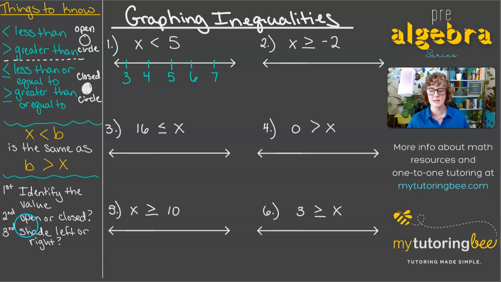All right, now the second step is we're going to decide if this is going to be an open or closed circle. So I don't see that line underneath this inequality symbol, so that means it's going to be an open circle at that value of 5.